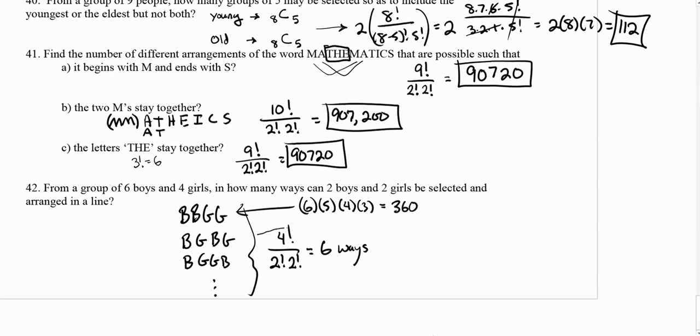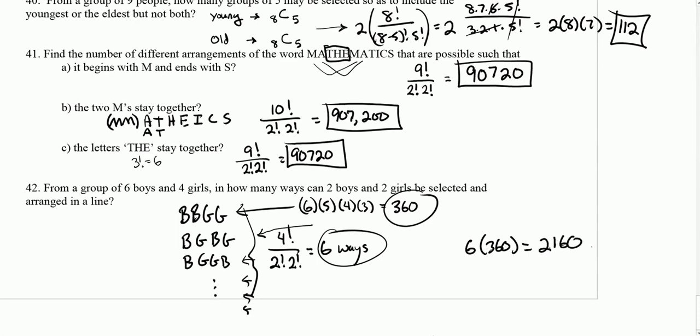Well, then we're going to have 360 ways for the next one too, because there's 6 for the boys, and then 5 for the boy slot, and then 4 for the girl, and 3. So we're going to get another 360, and we're going to have 6 of them, right? So to see how many total, we're going to multiply the 6 ways with the 360. So 6 times 360 gives us 2,160 ways.